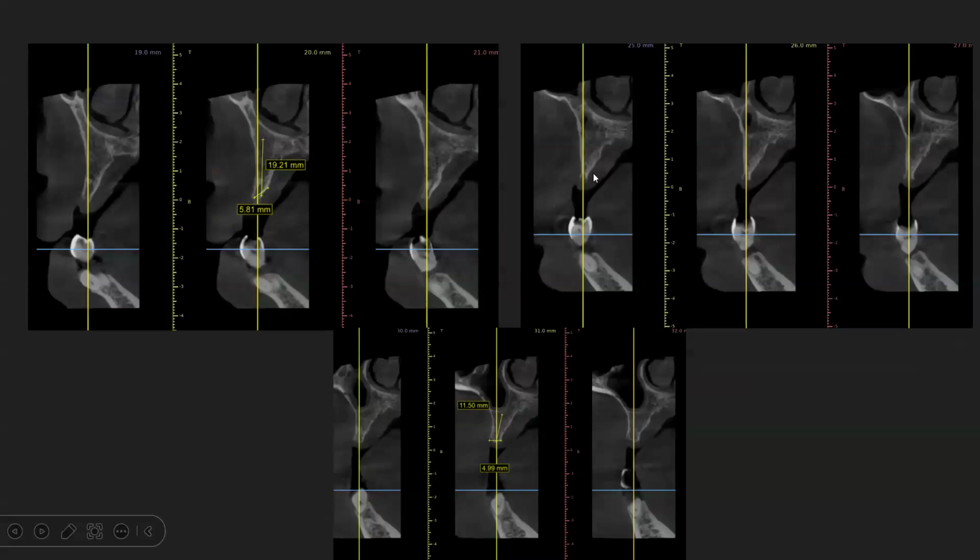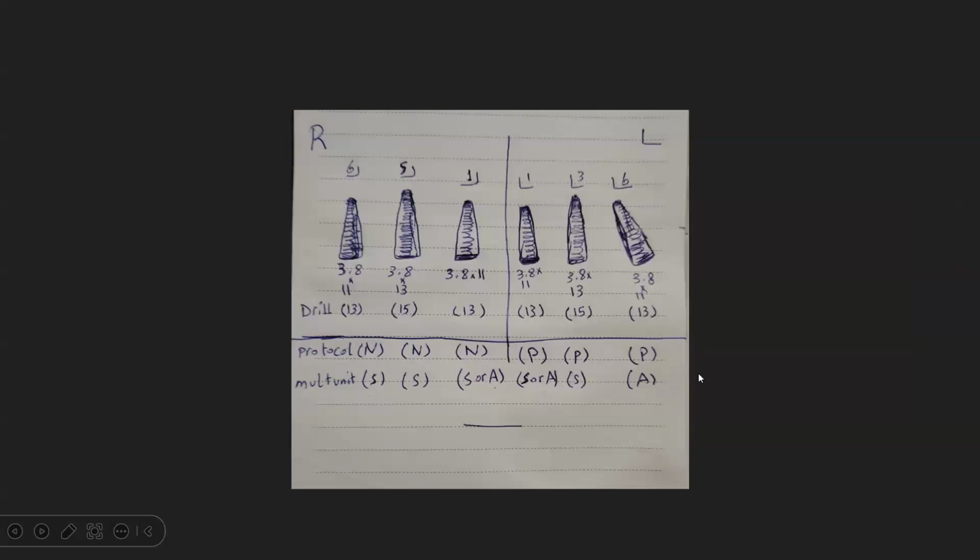We don't have a thickness of bone, so we choose to use the palatal approach, old school drawing for your implants. You know, here the implant size, the drill. I'm going to drill 13 millimeters. Here I'm going to drill 15 millimeters. The protocol, this is a normal protocol, and the other left side or palatal protocol.